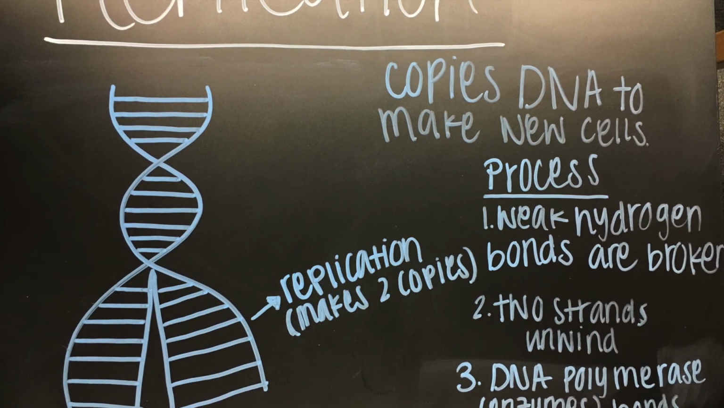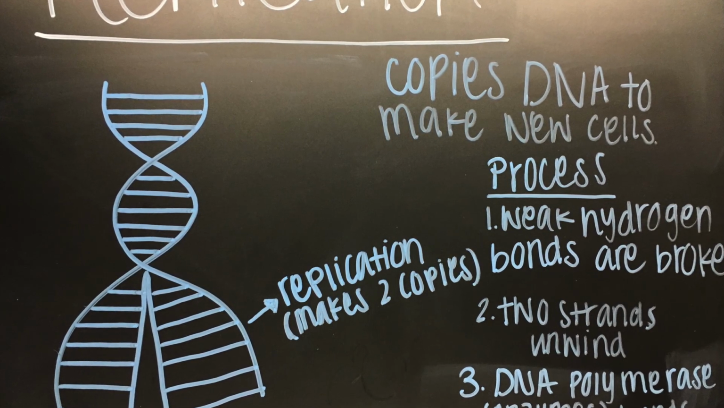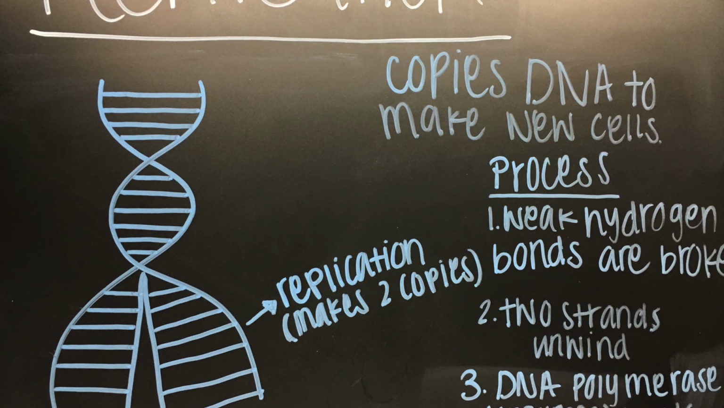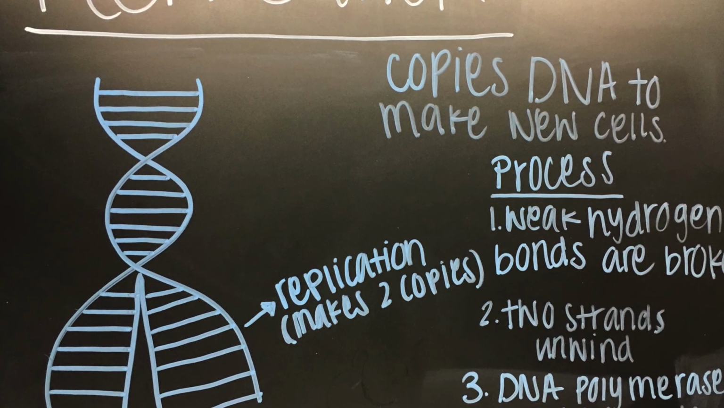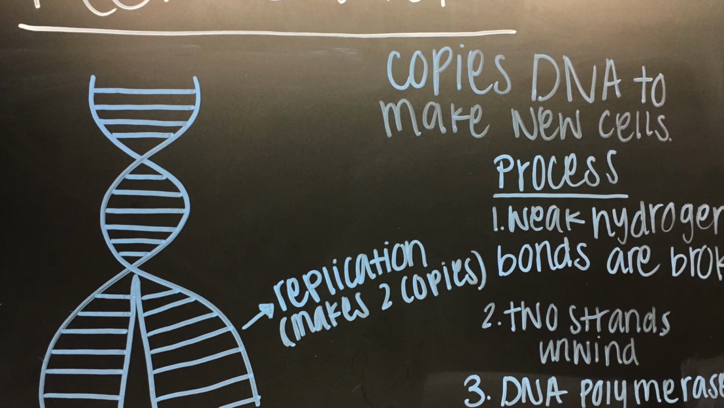The first step in the process of DNA replication is for a weak hydrogen bond to break and allow the DNA to zip apart. The 2 strands then have to unwind. After this, a DNA enzyme called polymerase bonds to the corresponding nucleotides.